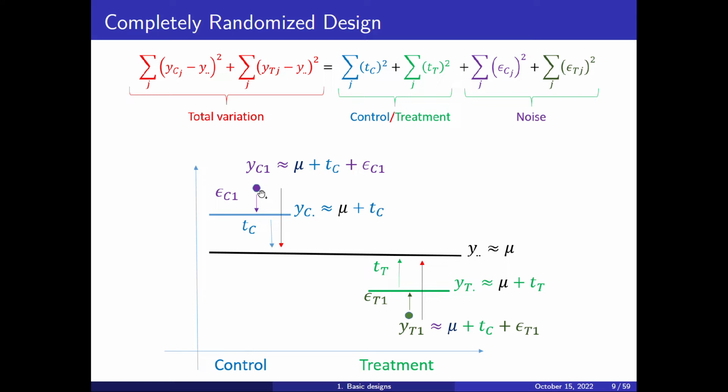So in general, the total variation that we see in the numbers is a function of how different the control and treatment groups are, and how different the people are from their own group means.